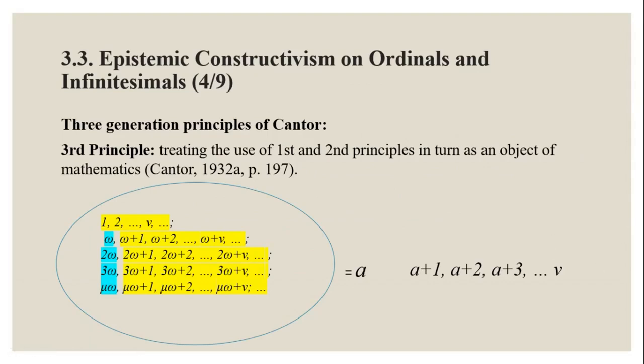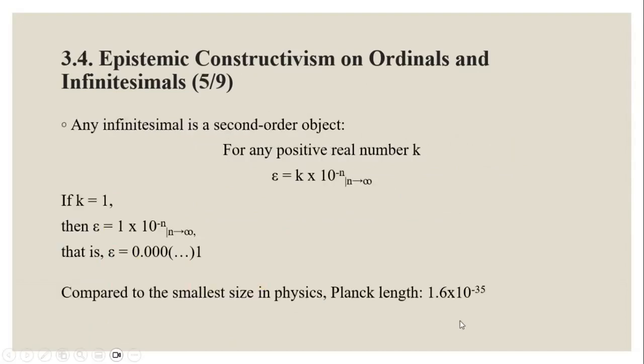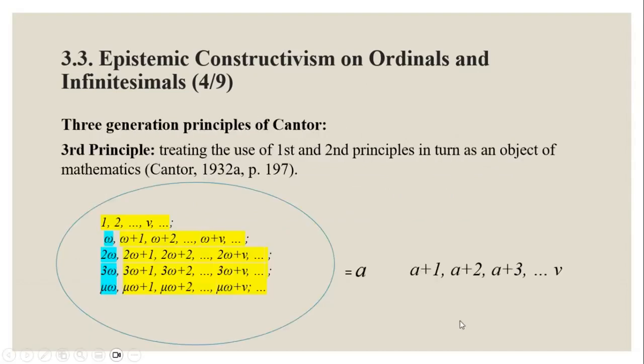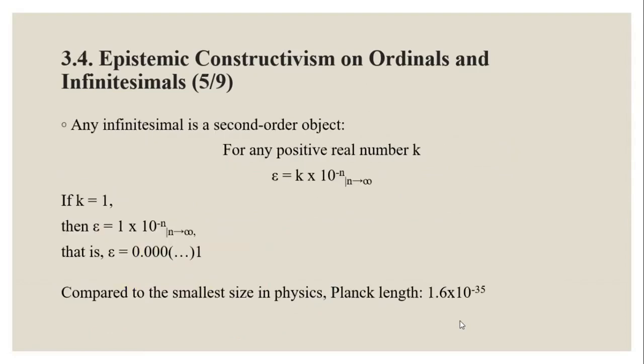So this was the basic way that Cantor could do what he did. And when we look at the infinitesimals, I mean the connection between the constructions of the ordinals and the infinitesimals, we see that any infinitesimal is a second order object.